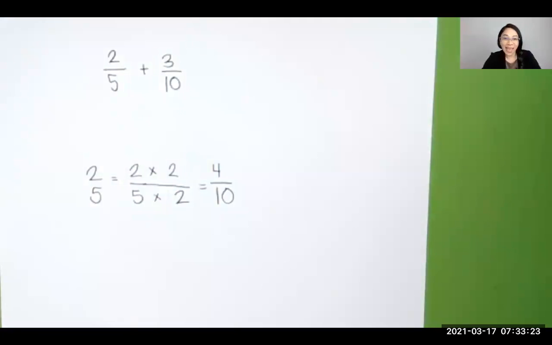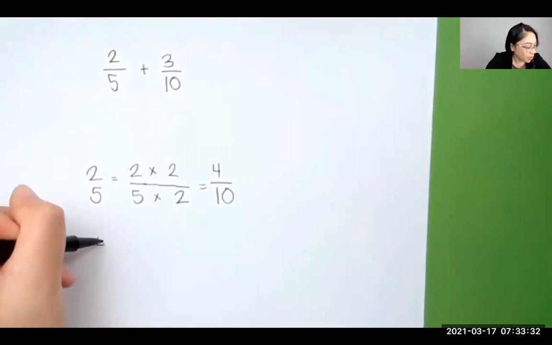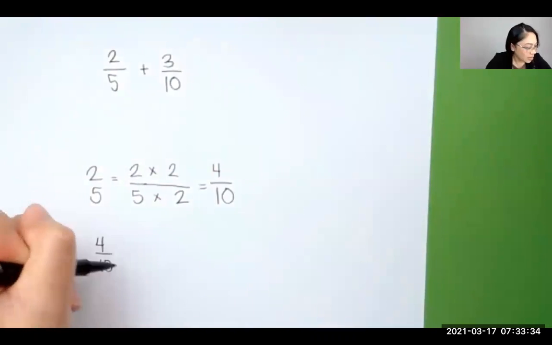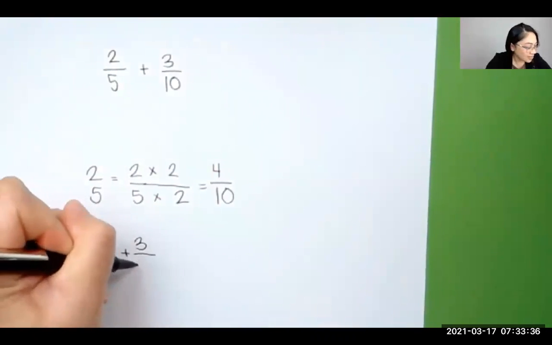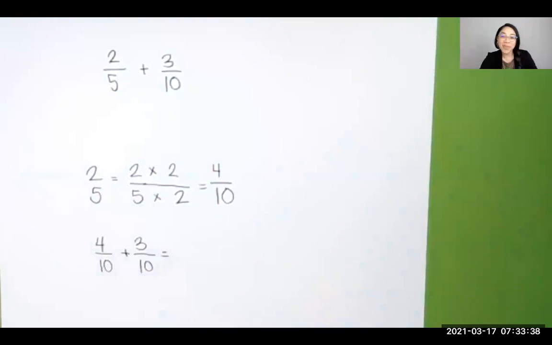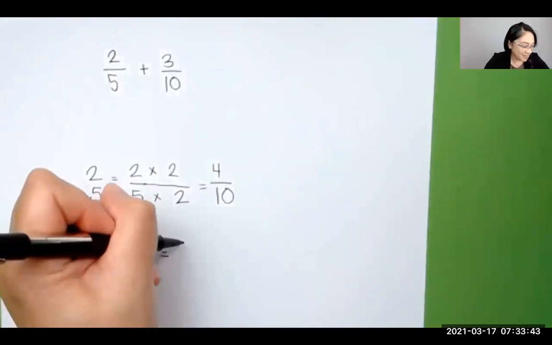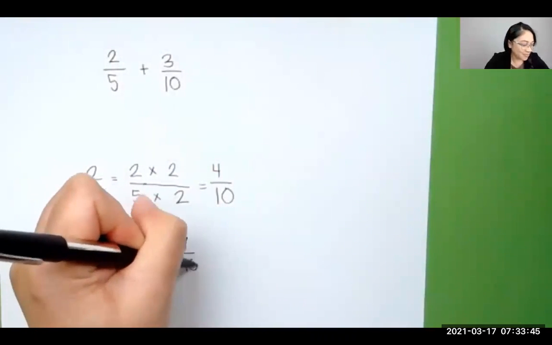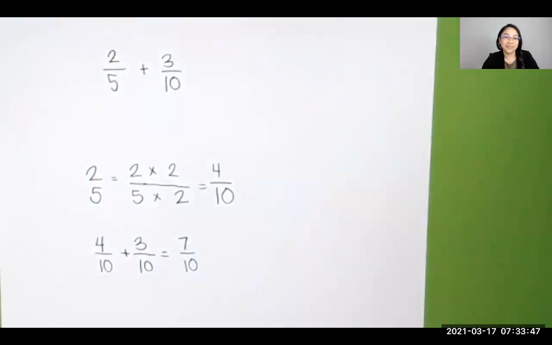Now, let's add. Let's write the complete number sentence with like denominators. 4/10 plus 3/10 equals 7/10. So what's 2/5 plus 3/10? 7/10.